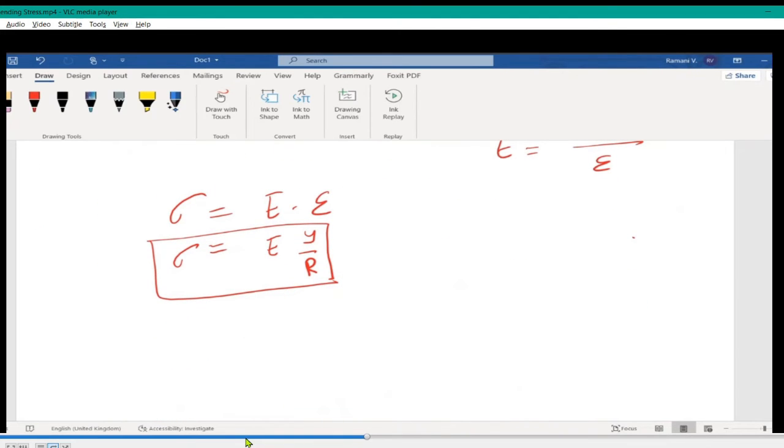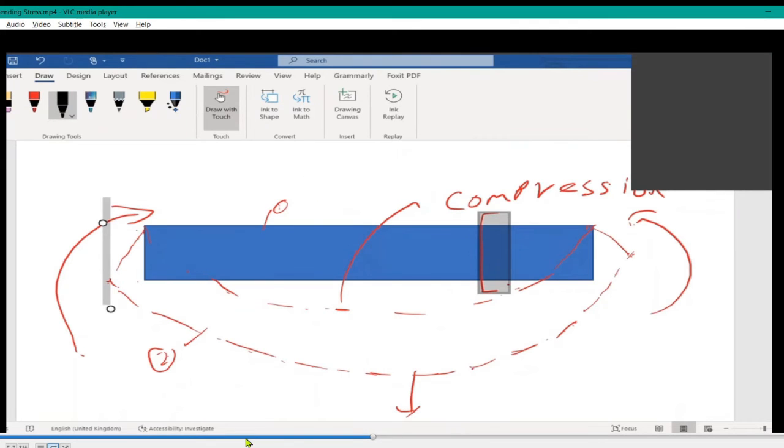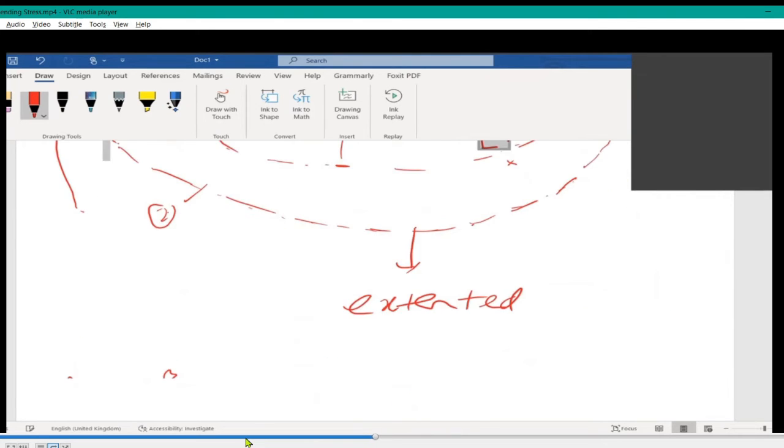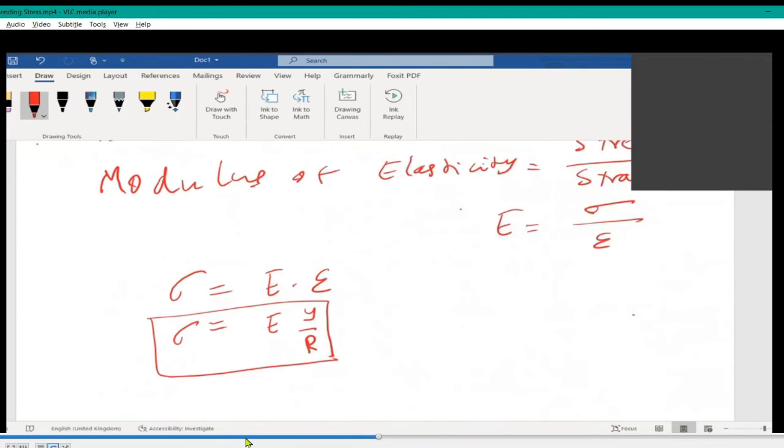Next, let's find out the equation, the bending or flexural equation. Let's recall another set of formulas. When I cut a section at this point XX, I will have the cross section like this. Let me do this one.